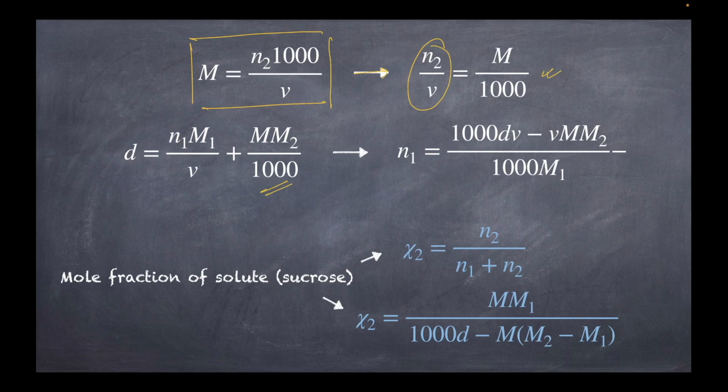So from this expression, if we extract the expression of N1, N1 will be 1000 times density times volume minus volume of the solution times m. Capital M means molarity of the solution, molarity of the solution times M2, that means the molar mass of the solute, divided by 1000 of M1.